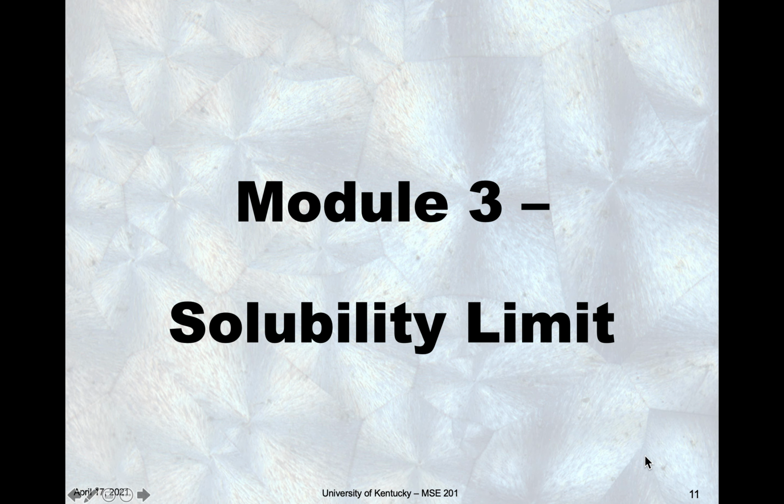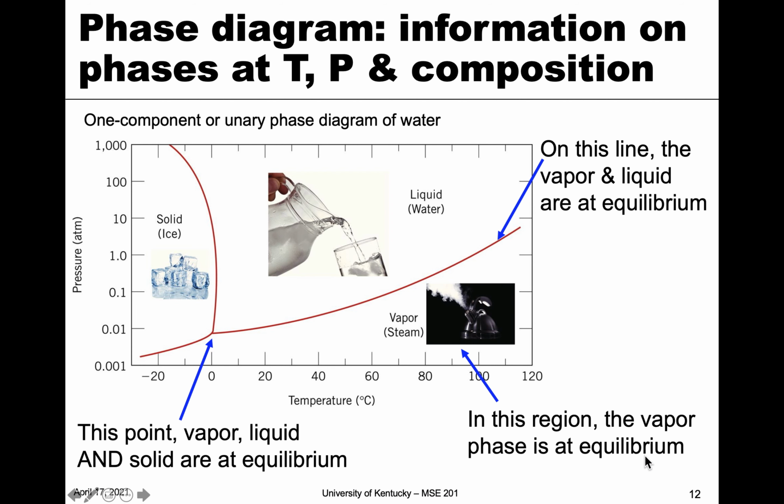All right, so in this module, we're going to start looking at phase diagrams and specifically the solubility limit. Here's a basic phase diagram that you may have all seen before for water. It gives information on phases at particular temperatures, pressures, and compositions when we get to that. However, this is only a one component or unary phase diagram because we only have one component, water, H2O.